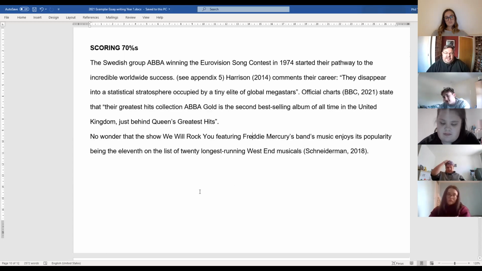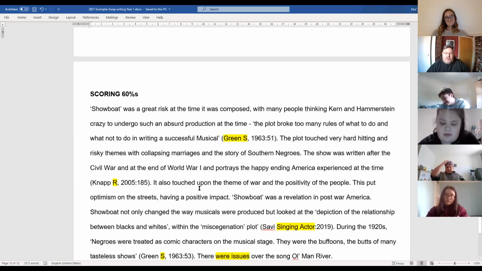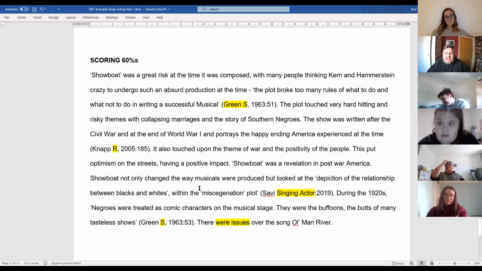What we then get in the 60s is if you realise that you have some mistakes. Now, this person's not very good with referencing. They keep putting in the initial in the reference. They've also put the page number in, which is very good for that quote from a book, but you don't need the initial at all. You just need the surname.